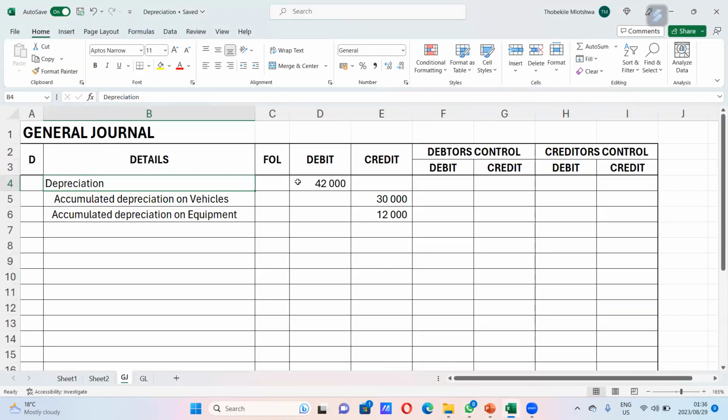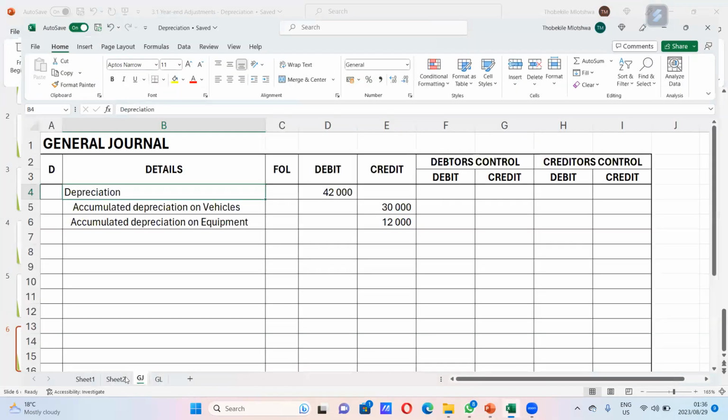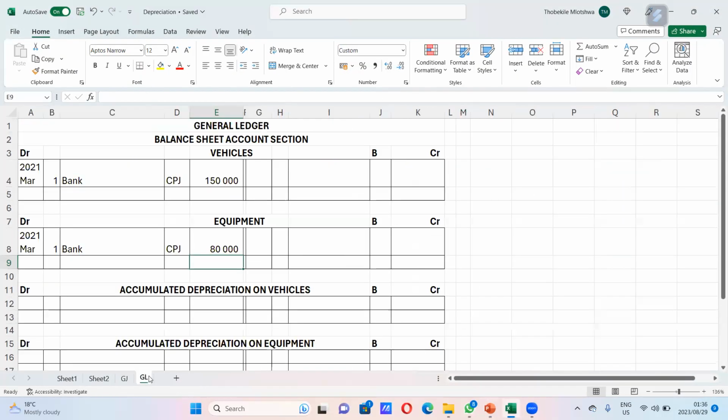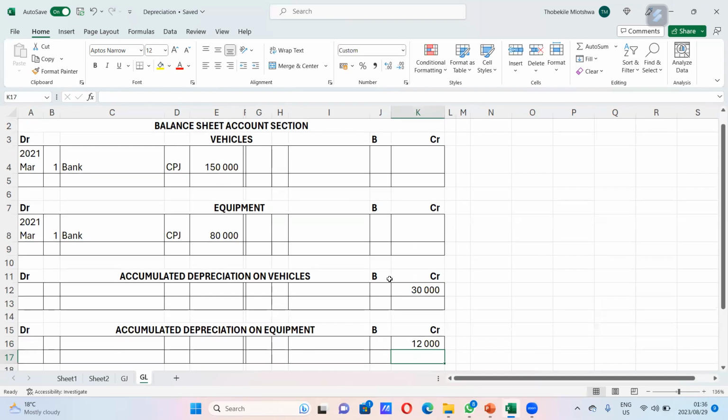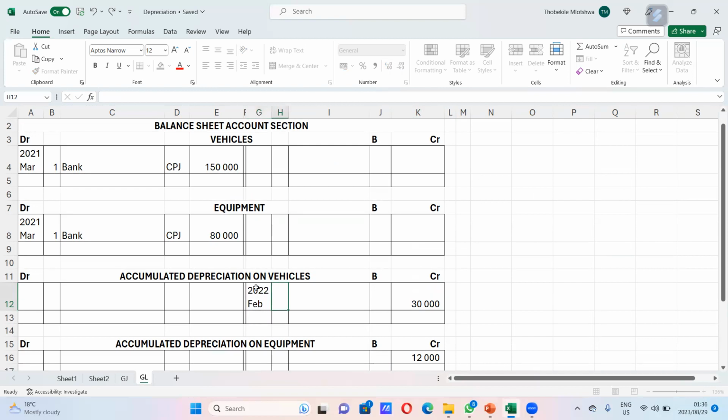So depreciation is debited and accumulated depreciation is credited. So I can just do this. So accumulated depreciation is credited. So accumulated depreciation on vehicles is 30,000, and on equipment is 12,000. So where is it done? On the GJ. Okay, let me just do it here. So when was it done? At the end of the year. So 2022, and our year ends February 28.